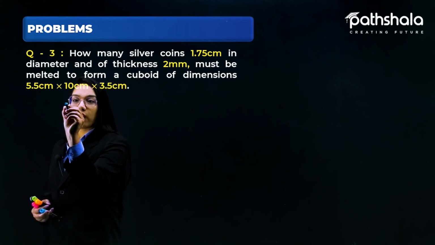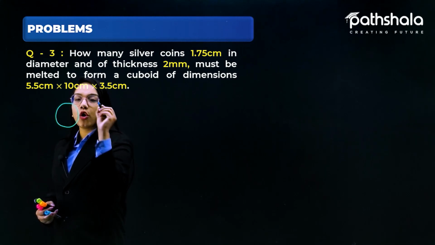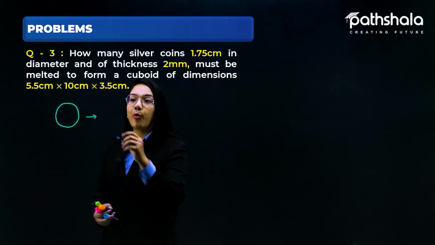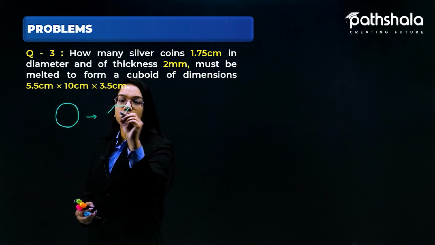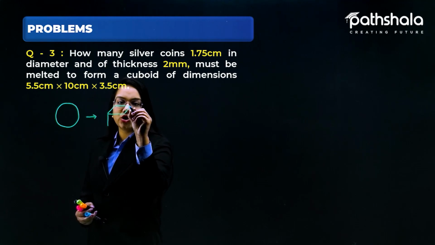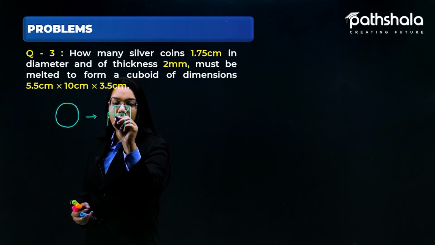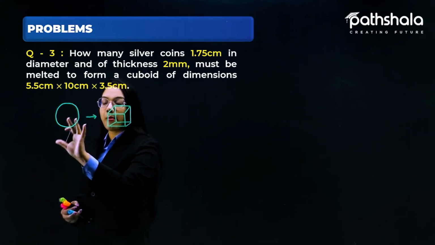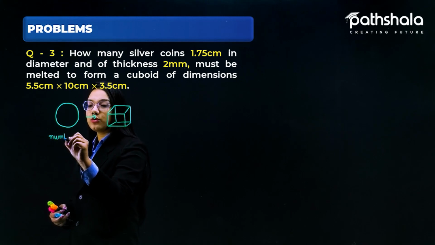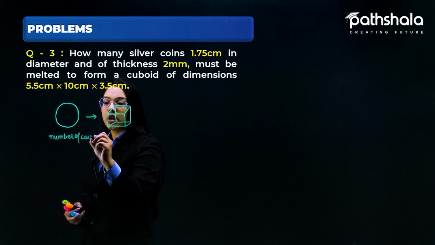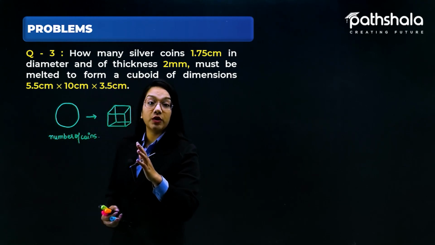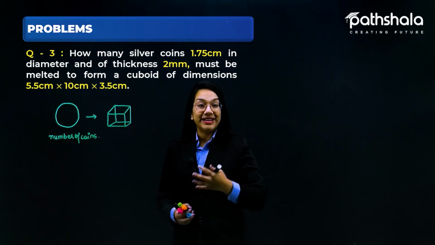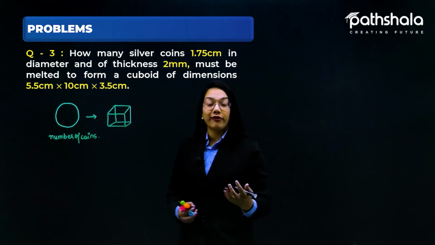So we are talking about the number of coins, their volumes, and we are converting that into the volume of a cuboid. So let's find out the volume of all. First of all, as you can see, we are converting the number of coins into a particular cuboid, and thus we have to find out how many coins are melted to form a cuboid of this dimension.